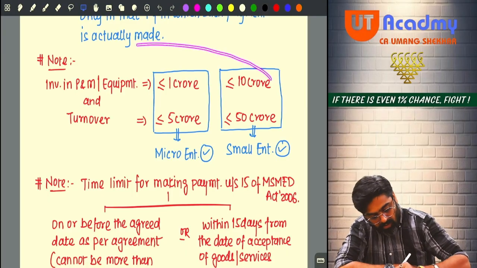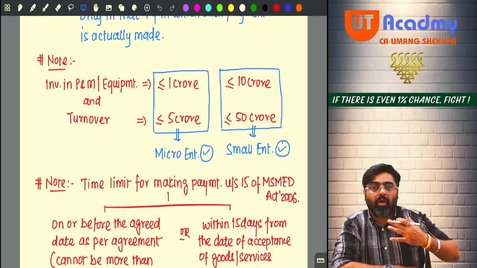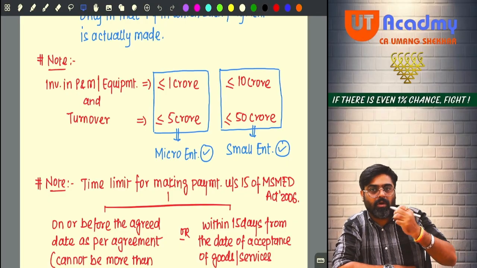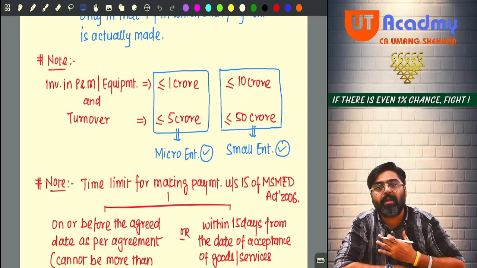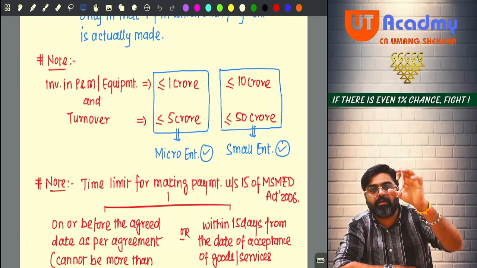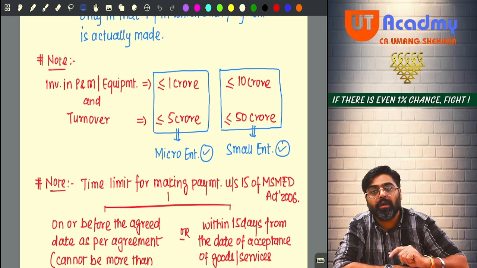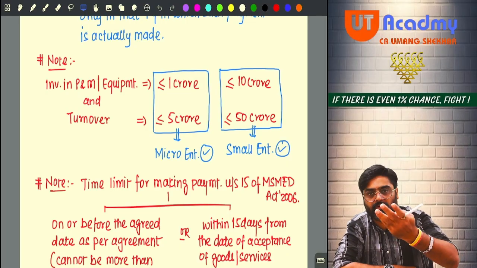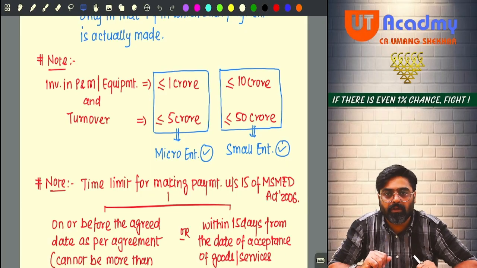Now, we knew that this is a micro or small enterprise. So, I am an assessee. I am buying some goods or taking some services from this micro or small enterprise for my business or profession. Is it my business expense? Yes. For my business, for my profession, if I buy any goods from them or take any services from them, that is my business expense.